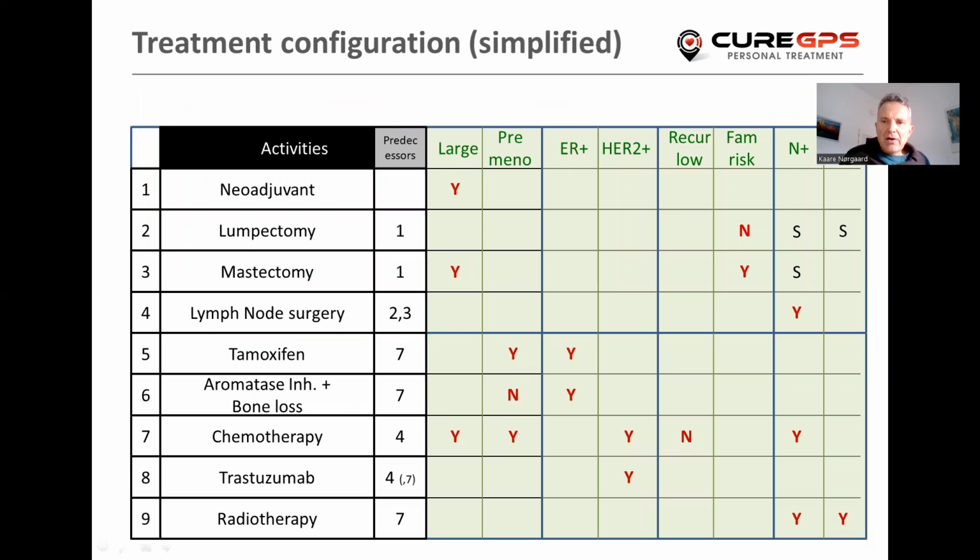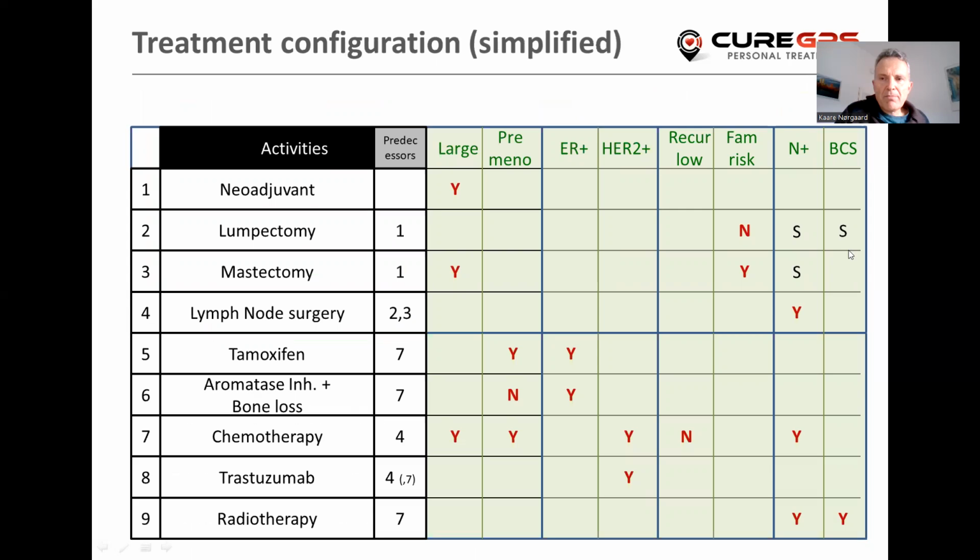If you determine a breast cancer treatment, the general things to pay notice to are shown in the green part of this matrix. For instance, the neoadjuvant treatment comes into question if it's a large tumor. That's why we have this combination of Y here underneath large. Lumpectomy or mastectomy have to wait for neoadjuvant treatment if it's there. So the predecessors are one for both of them. They are mutually exclusive, of course, and that means if there's a family risk, then you have to undergo mastectomy. Otherwise, you might consider lumpectomy.